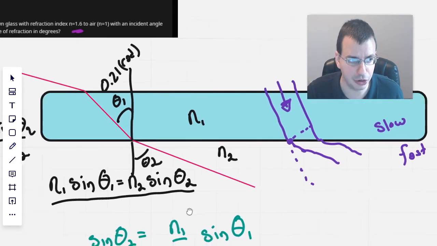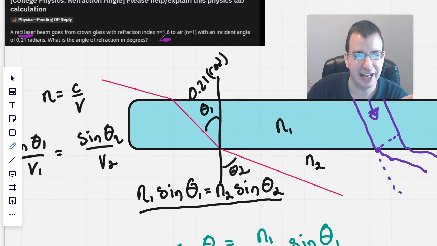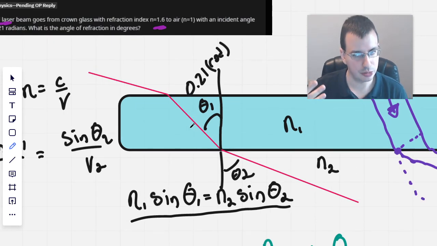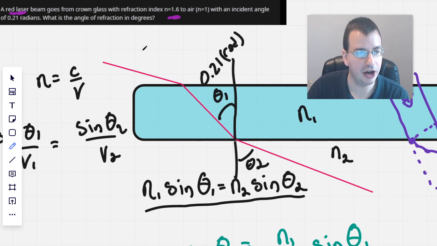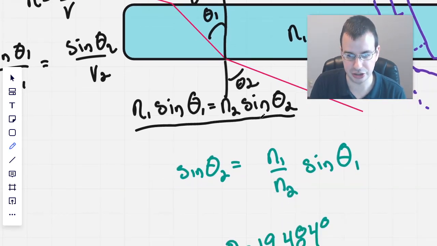So to backtrack what we did real quick, we had some light. It was in a crown glass, which had an index of refraction we were given. We assumed it applied to our red laser beam. We then do our angle. The angle is generally assumed, though not always guaranteed. If you're going to use Snell's law, you have to use this angle. It's the angle between the light and the normal. You're then asked to find the angle of refraction, the exiting angle, and again, it's going to be with respect to the normal. And so our angle using Snell's law is going to be 19.48.